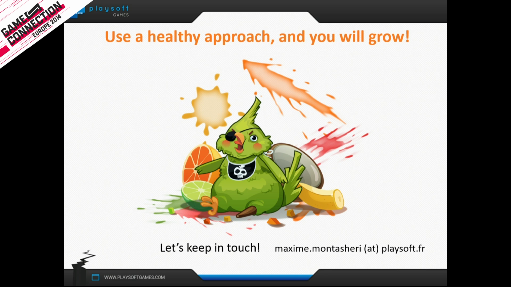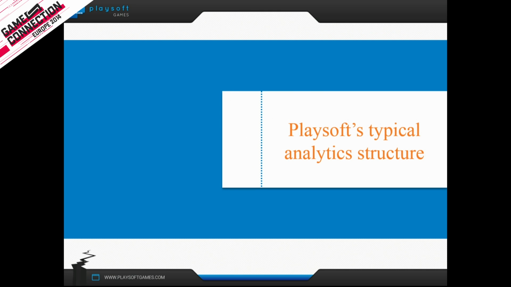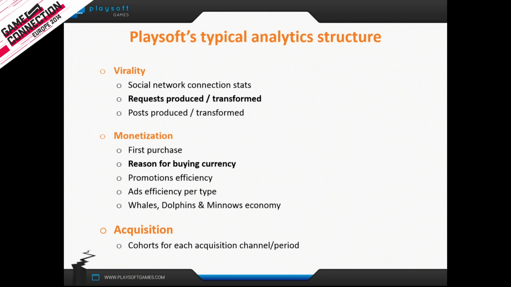I had a question. Could you go back to the previous slide with the KPIs? The virality one. Yeah, two forward, and one more. So under the virality section, could you explain in more detail what you mean by requests produced, transformed, and posts?